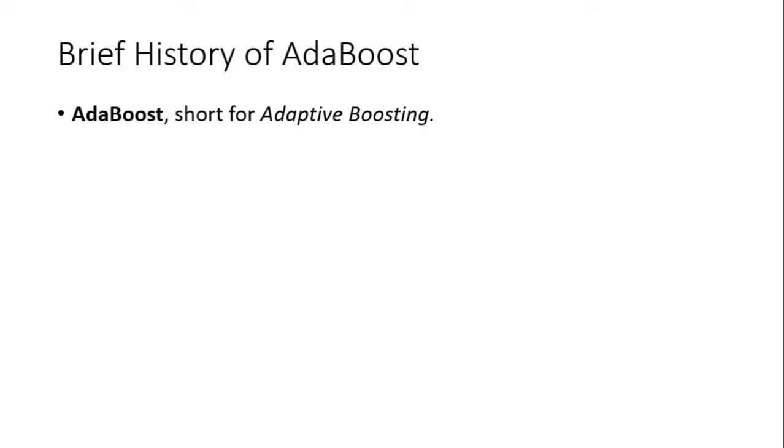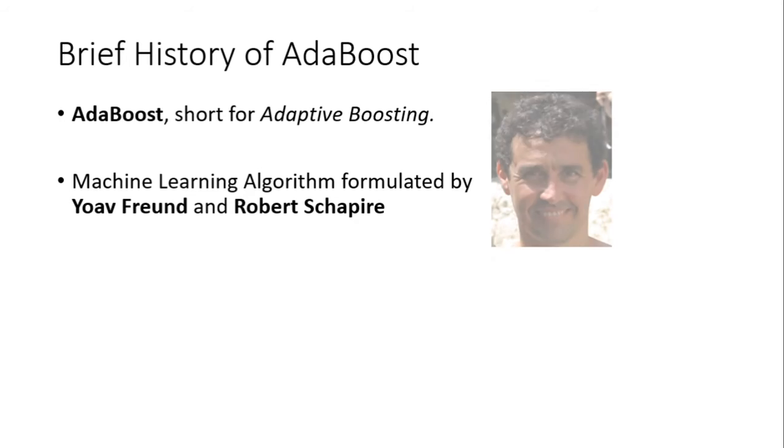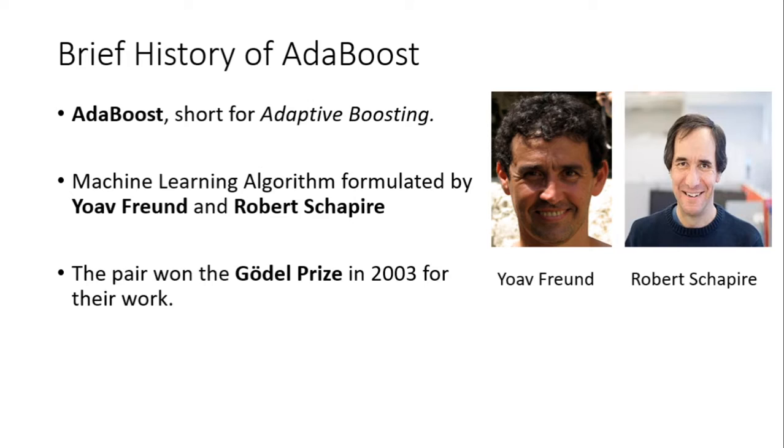Adaboost is short for adaptive boosting. It is a machine learning algorithm formulated by Yoav Freund and Robert Shapiro. As we can see in the images provided, Yoav Freund is the associate professor at University of California, San Diego, and Robert Shapiro is an American computer scientist at the Computer Science Department at Princeton University. The pair won the Gödel Prize in 2003 for their work on this specific algorithm.